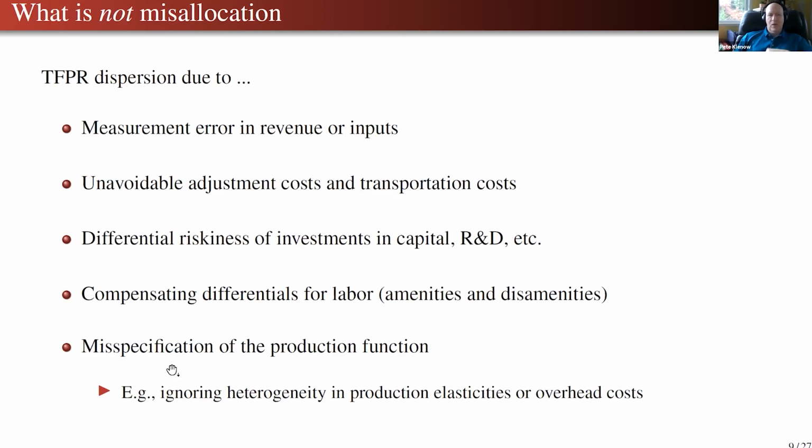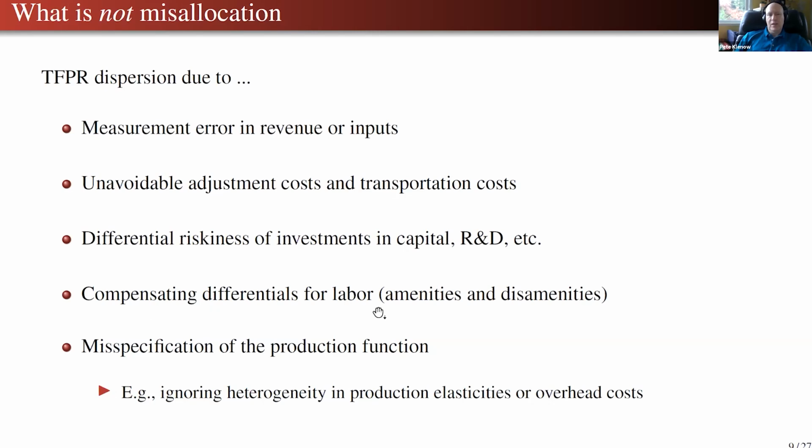Okay, so one thing that I touched on and I want to reinforce here is what is not misallocation? Well, if there's TFPR dispersion due to measurement error, I wouldn't call that misallocation. That's just bad data. If there's unavoidable adjustment cost and transportation cost, that's not misallocation either. If there's a high rate of return to one type of capital or one firm's investments, but that's because it has high systematic risk, then that's not necessarily misallocation either. So the planner doesn't want perfect equalization of these TFPR levels because of things like measurement error, but also adjustment cost, transportation cost, differential risk.